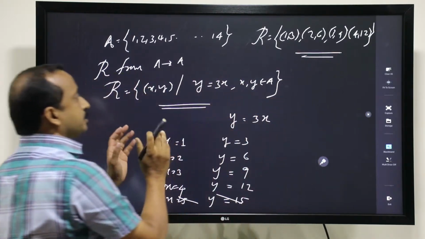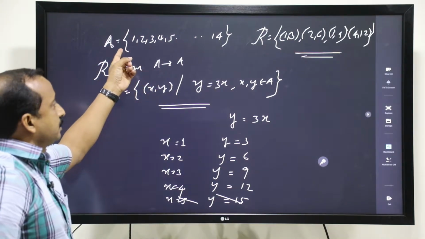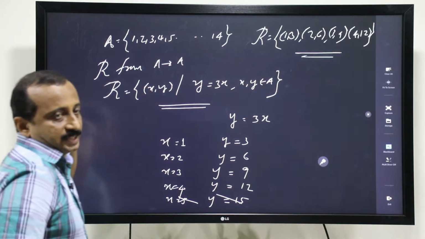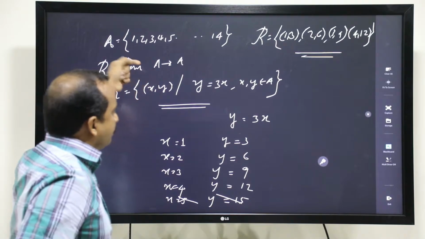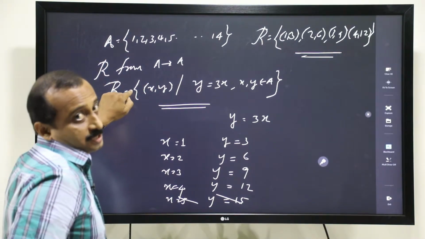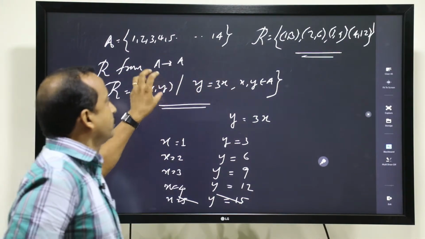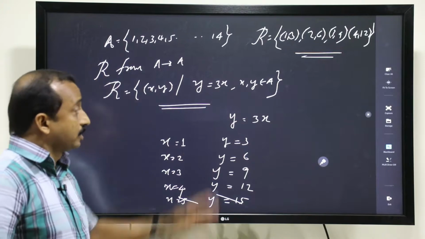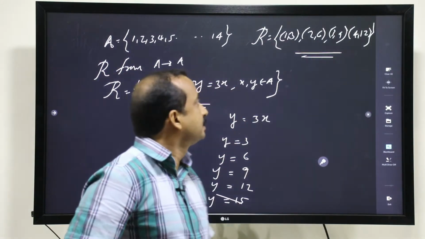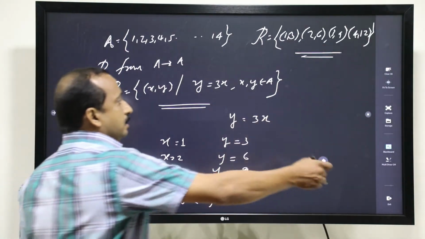Okay, which is the required relation. Here A is equal to {1 to 14} is a given set. Using this set, we are given the set builder form of a relation R is equal to {(x, y) such that y is equal to 3x}. The roster form of this relation is R is equal to {(1, 3), (2, 6), (3, 9) and (4, 12)}. Okay, I'll write one more question.